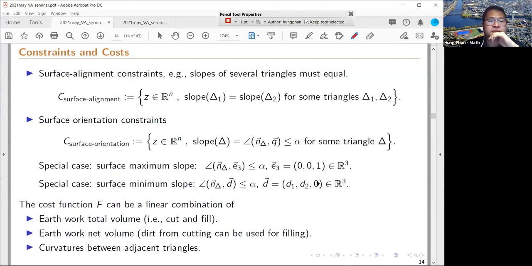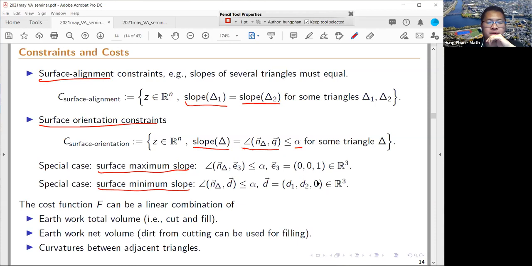And also the surface alignment constraint, where you have the slope for each triangle. You can align two triangles to have the same slope, or you can require that the slope cannot be larger than something or smaller than something. So we have two kinds of slope: the maximum slope, which cannot be too steep, and the minimum slope, to allow rain water to flow away. Otherwise we're going to have a puddle of water in the middle of the lot. That is not nice.